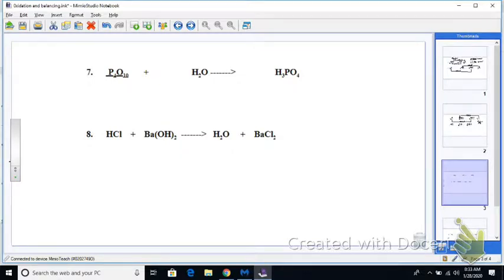So H, I'm going to put a 2 here, balance my H, Cl balances, Ba balances, and my water, I've got 2 hydrogens and 2 hydrogens, which is 4, but I also have just 2 oxygens, so what do I need to put in front of this? 2. So that balances.